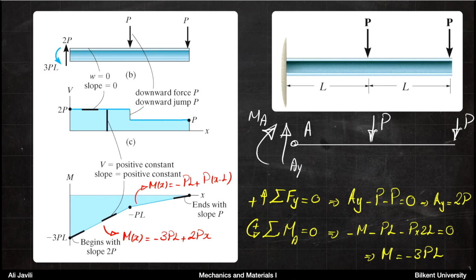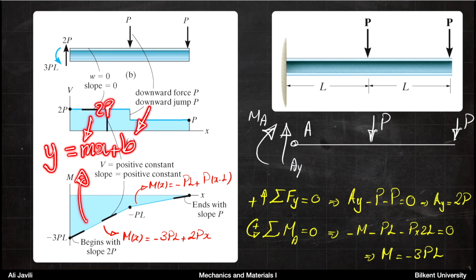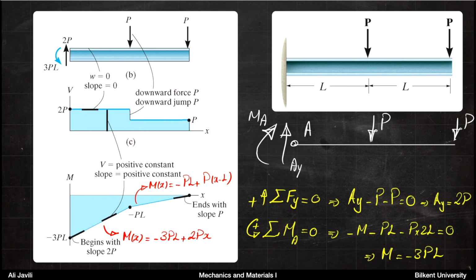So basically, if you want to think of the equation of this line, in the usual sense of a function, y equals mx plus b, slope m would be 2P and b would be minus 3PL. All right, so this is the answer to this question.